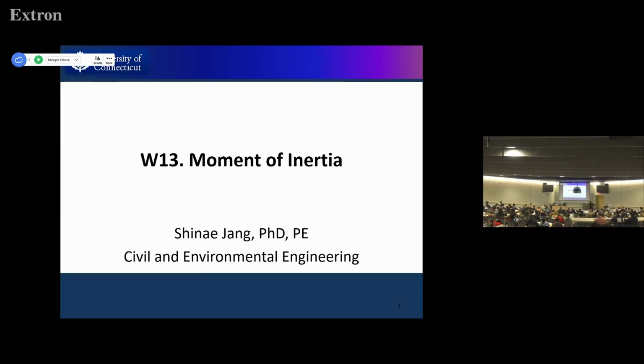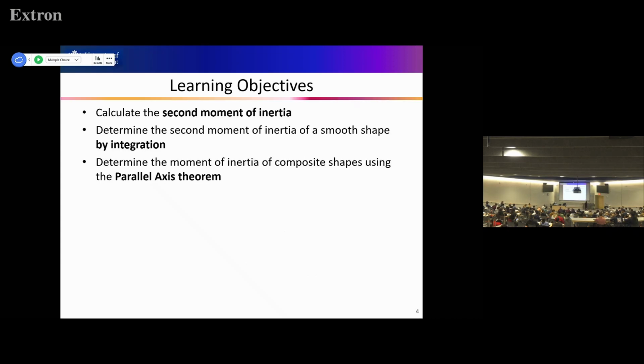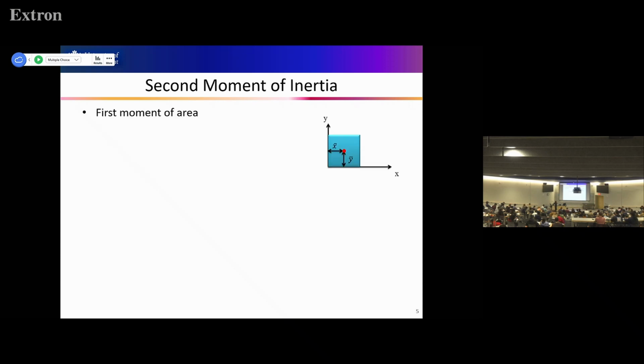Okay, so the last topic, moment of inertia. The learning objectives today are to calculate the second moment of inertia by direct integration, and to determine the moment of inertia of a composite shape using the parallel axis theorem. Okay, very important for either final exam takers or the project. Okay, so second moment of inertia.